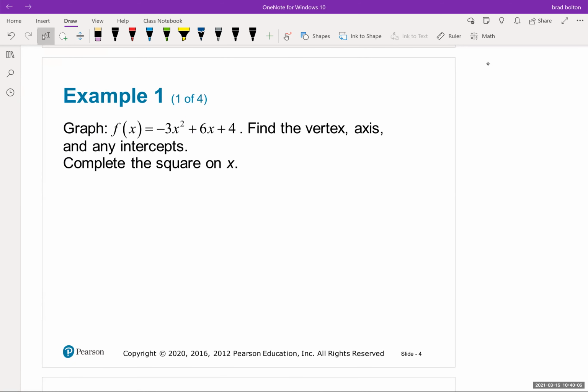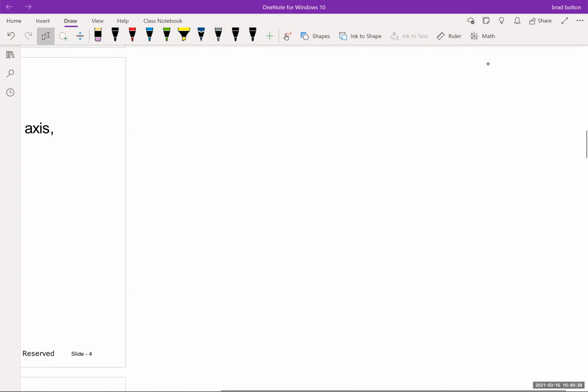So it says find the vertex, axis of symmetry, and any intercepts, and complete the square on x. So this is actually a lot of information that they're telling us. And then they want us on top of that to complete the square. So they're asking for quite a bit from this problem. So what I'm going to do is take this problem and we're going to come back to it. I want to give you a nicer problem. Okay, so let's come over here and do a new example, because that one starts off too hard and then we'll come back to that one.